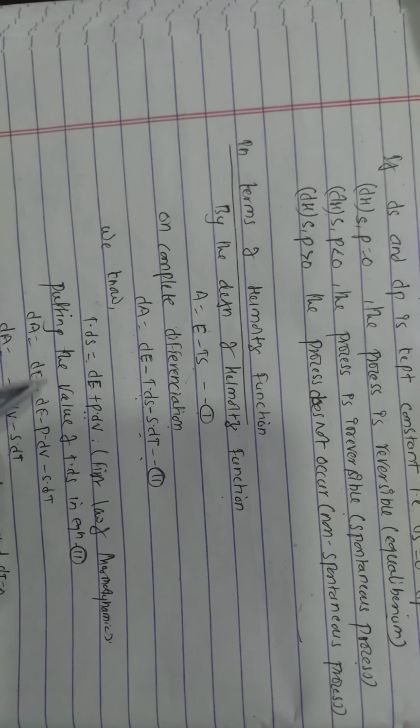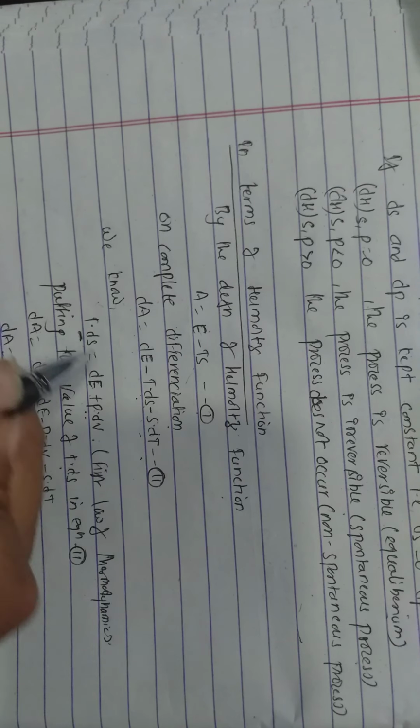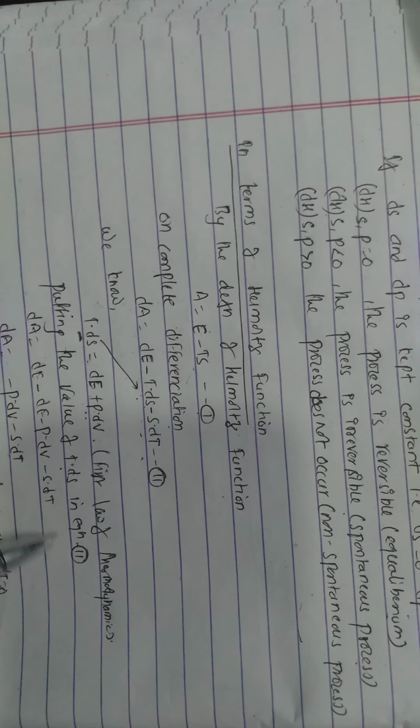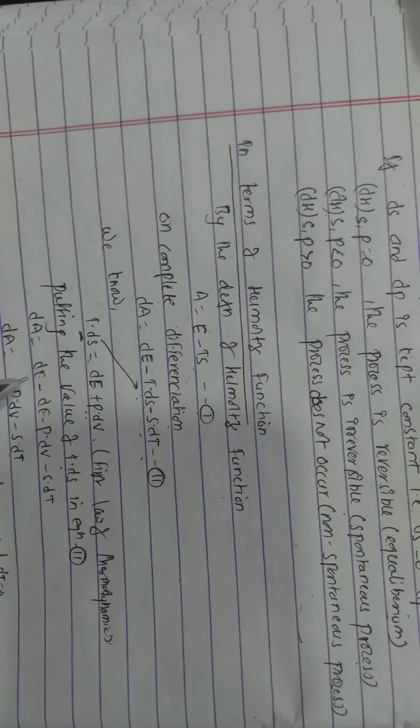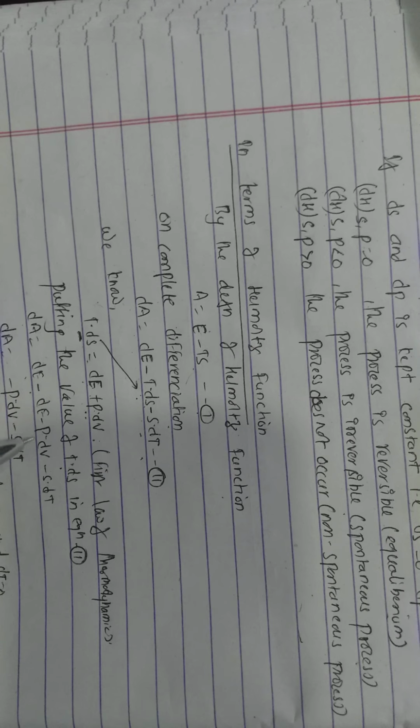Then what we do here is put in the value of T dS. We put this value of T dS here, and we get the equation dA is equal to dE minus dE minus P dV minus S dT. So dA is equal to minus P dV minus S dT.